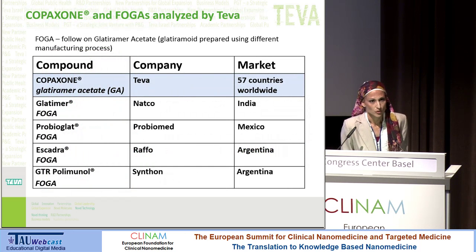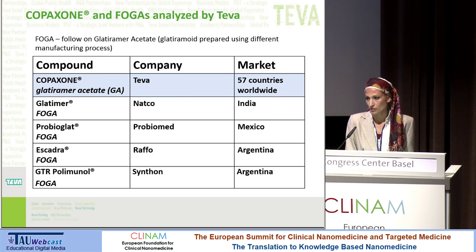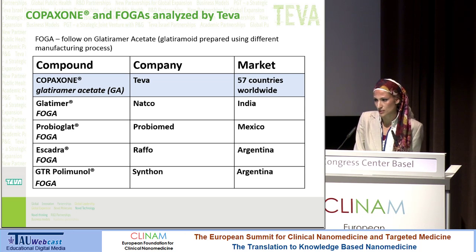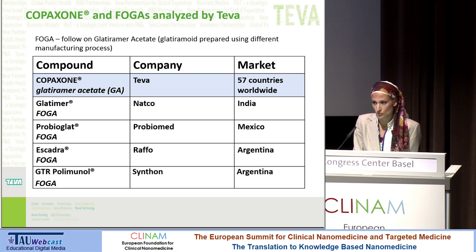For the rest of my talk, I will share with you experimental data that we have accumulated over the years internally and with collaborators, which characterize first and foremost, of course, Copaxone itself through sometimes dozens of different batches at a time, and then all the marketed drugs that are intended to be follow-on glatiramer acetides. I will use the acronym FOGA in the next slides. They have been characterized by us as well, comparatively. These are products from India, Mexico, and Argentina.